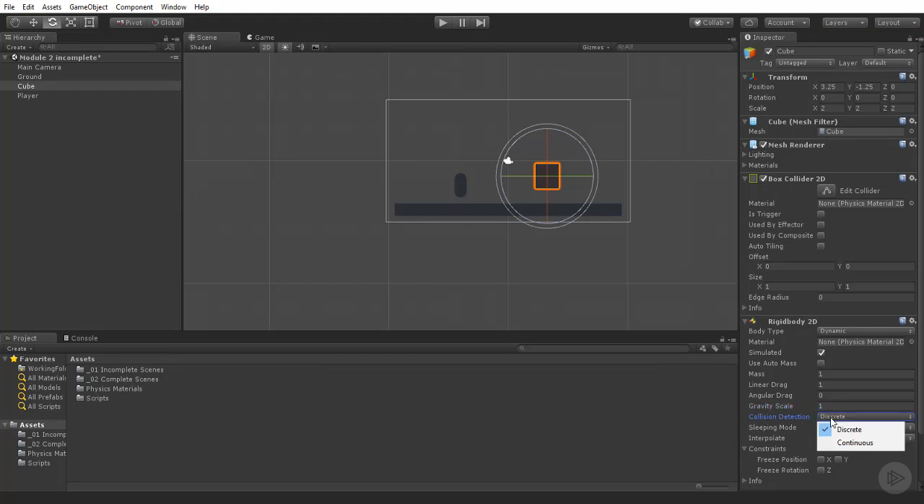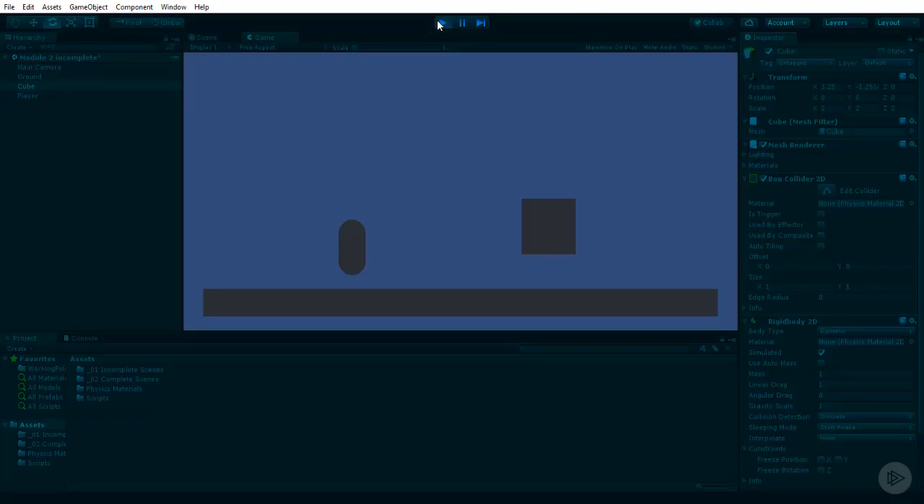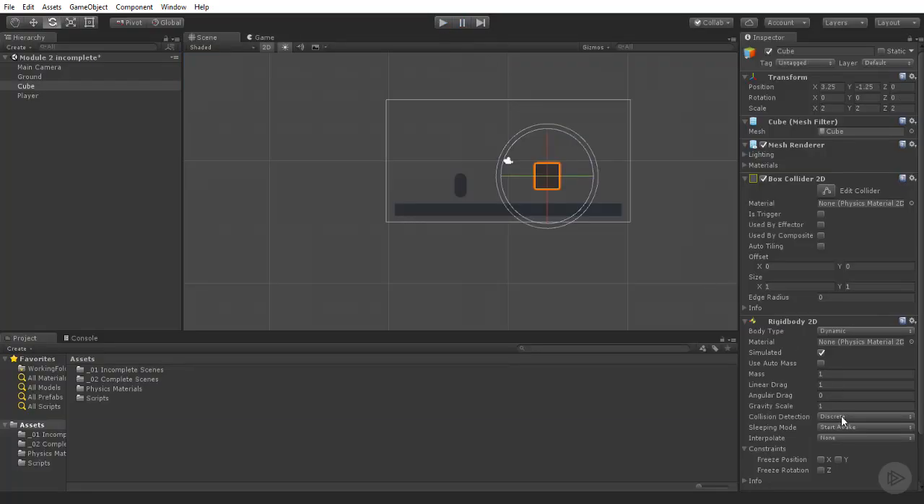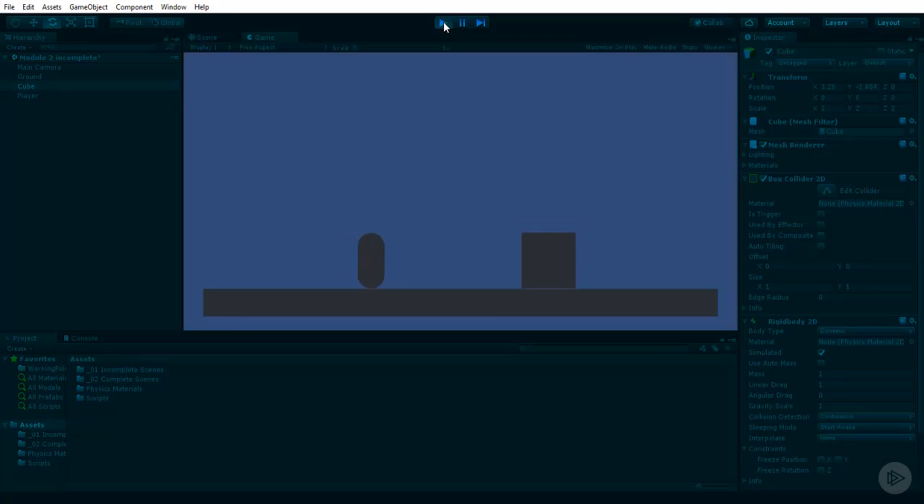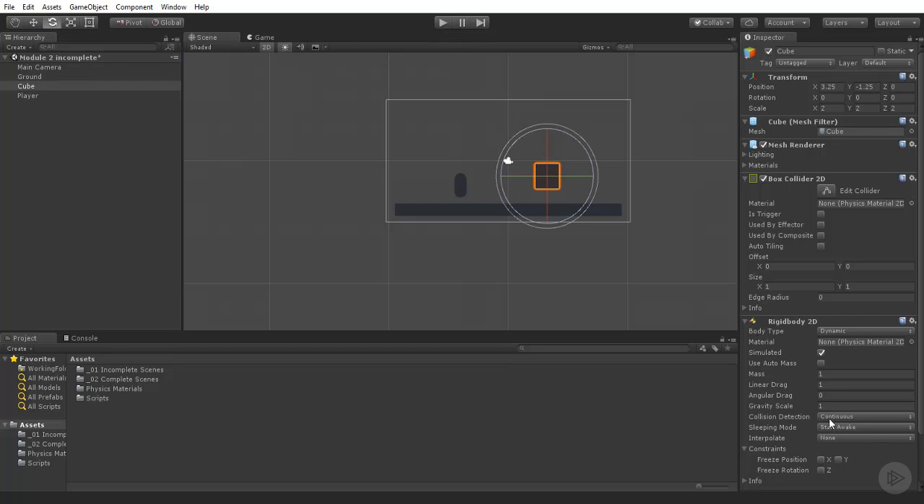Now getting into some really juicy stuff. Collision detection is basically how our rigid body relates to the colliders it detects. Discrete is the default option, where dynamic colliders and rigid bodies can pass through each other. Continuous is the exact opposite. Game objects with colliders and rigid bodies cannot pass through each other.